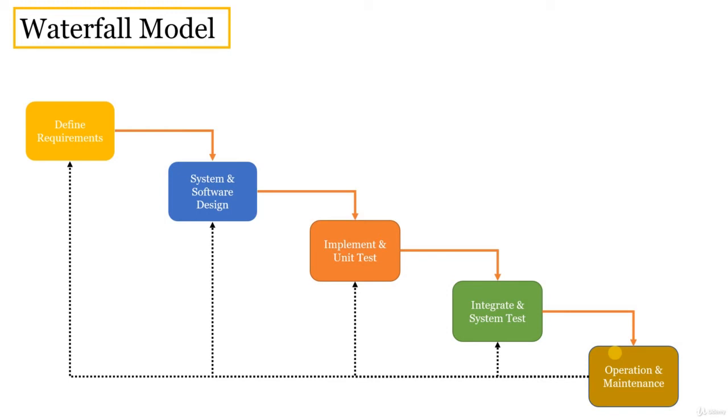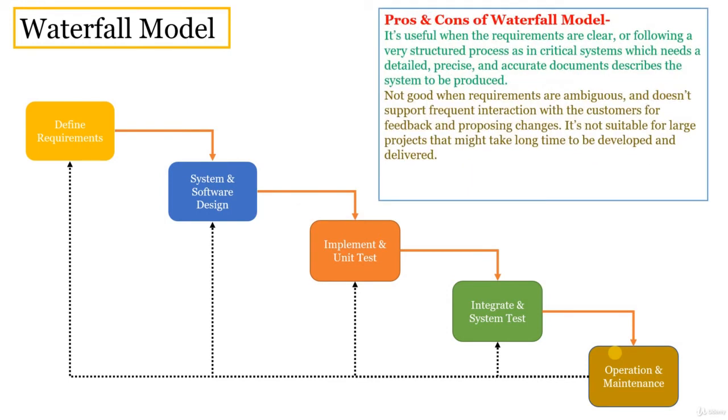Okay, so just now we learned about the waterfall model. So let's quickly look at what are the pros and cons of the waterfall model. It's useful when the requirements are clear or following a very structured process, as in critical systems, which need detailed, precise, and accurate documents describing the system to be produced. So what are the cons? Not good when the requirements are ambiguous and does not support frequent interaction with the customers for feedback and proposing changes. It's not suitable for large projects that might take a long time to be developed and delivered.